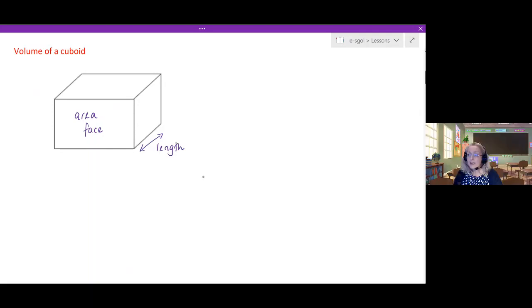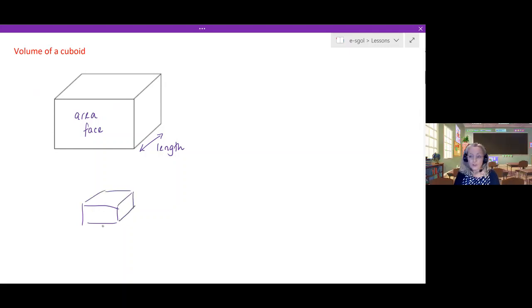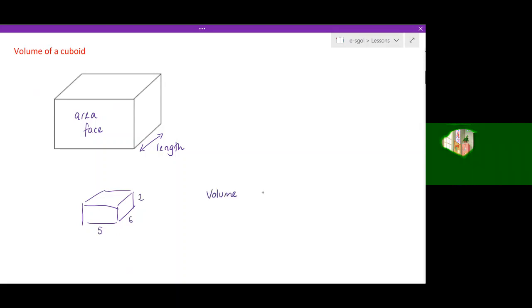Alternatively, I could just multiply the three numbers together. So if I just draw another one out, if I had a cuboid that looked like this, where this was 5 and this was 6 and this was 2, in order to find the volume of the cuboid, you just need to multiply them together. So it's 5 multiplied by 6 multiplied by 2.